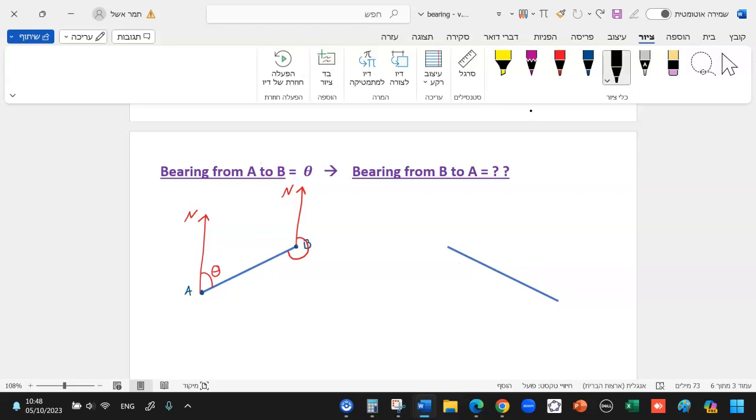Notice that since the two lines that point to the north are parallel, if we extend this line, this is also theta, because these are parallel lines. And the bearing from B to A equals theta plus 180 degrees. So the bearing from B to A equals theta plus 180.